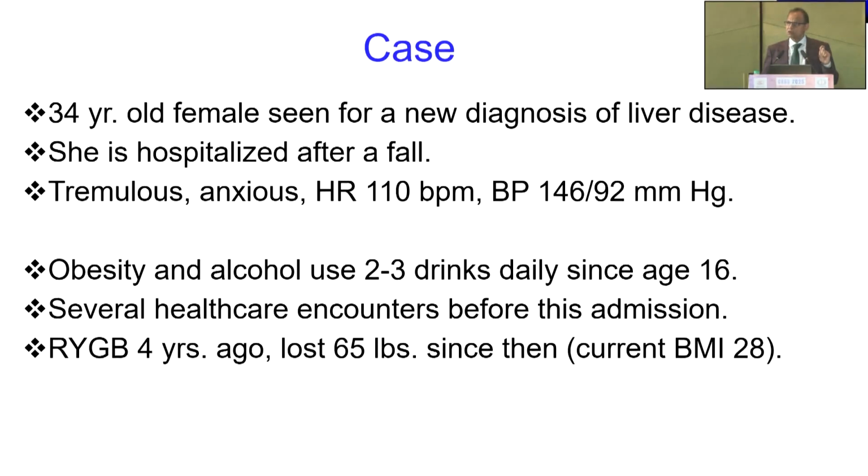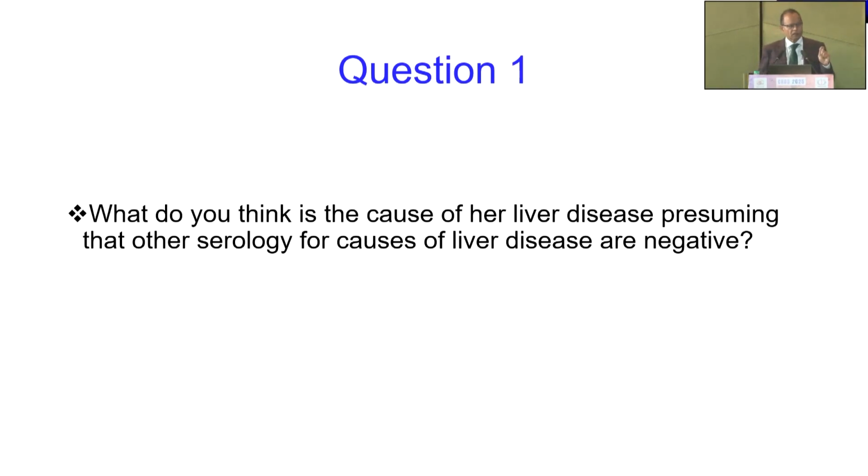She has a comorbidity of obesity. Alcohol use was about 2 to 3 drinks per day, which is about 15 to 20 drinks per week since she was 16. She's had several healthcare encounters before this admission, including one with a gastric bypass procedure 4 years ago, and she lost 65 pounds and has a current BMI of 28. You can imagine the BMI at the time of surgery. So the question comes to mind, what do you think is the cause of the liver disease, presuming that other serology of liver disease are negative?